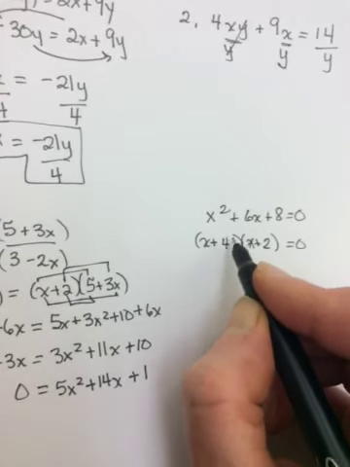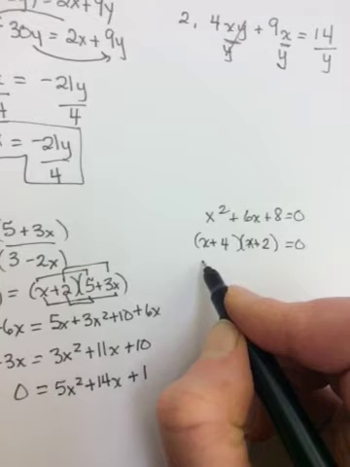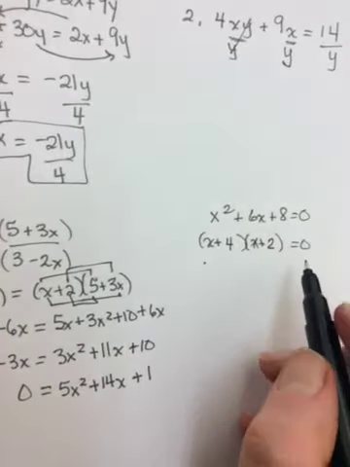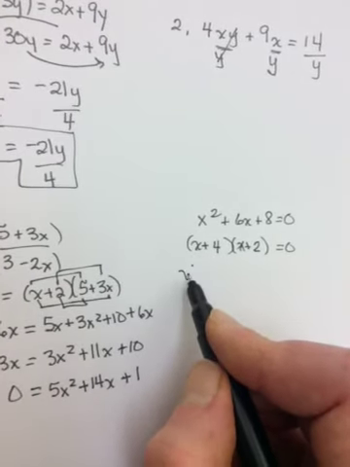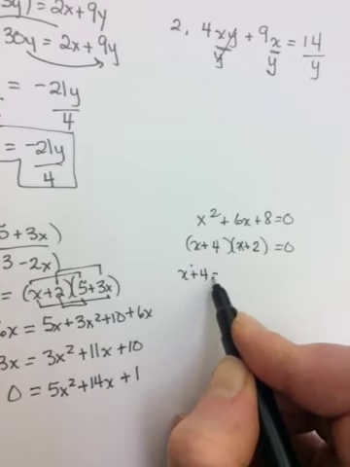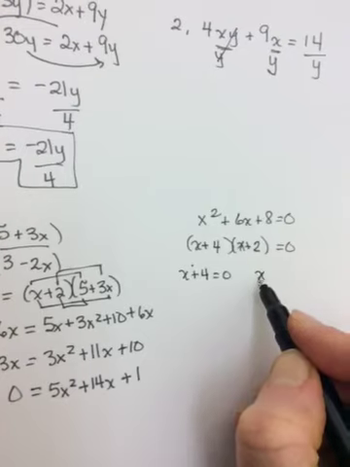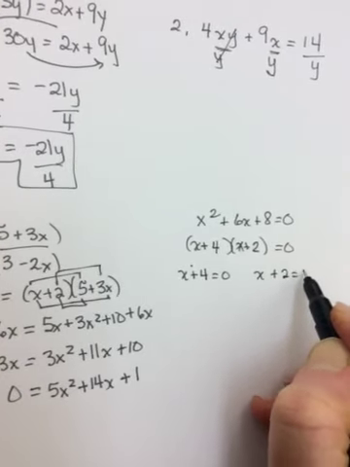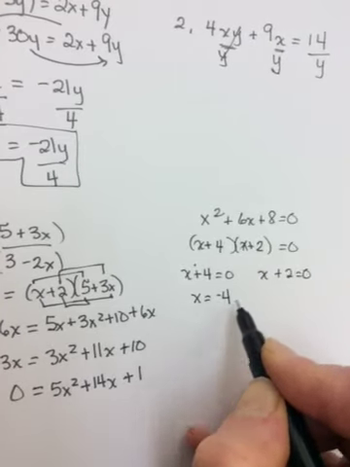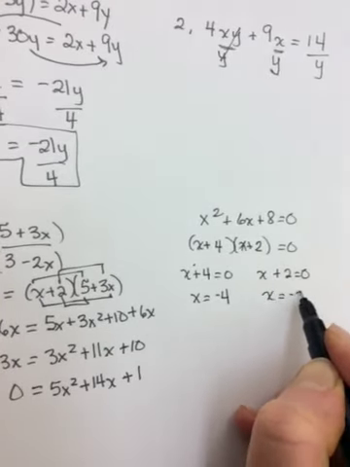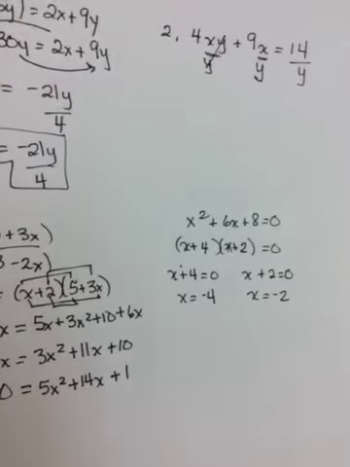And then if this bracket times this bracket is 0, then if you get a 0 when you multiply two numbers together, it means either the first bracket must be equal to 0, x plus 4 must equal 0, or the second bracket must equal 0, x plus 2 equals 0. And then you can solve for x. So either x must be negative 4 or x must be negative 2. Remember doing this somewhere in your earlier math life?